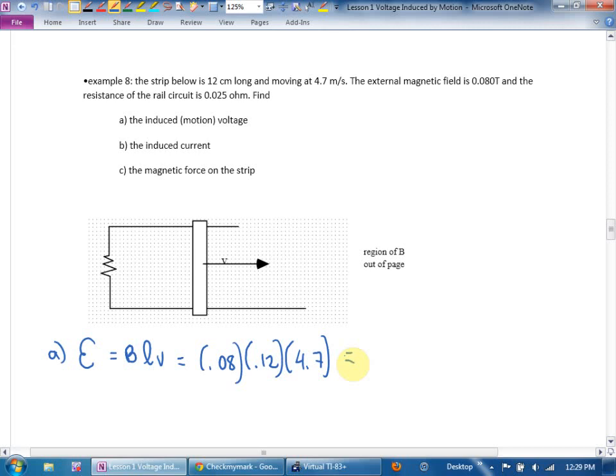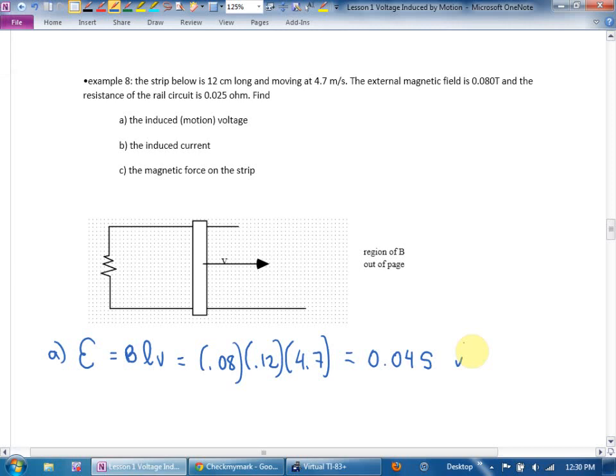What do you get for a voltage? 0.45? 0.45 or 0.045? 0.045. Yeah, I was saying, I don't think it's that big. 0.05 of a volt.